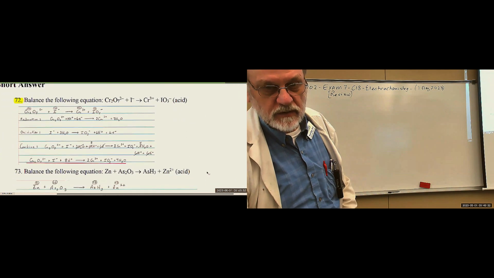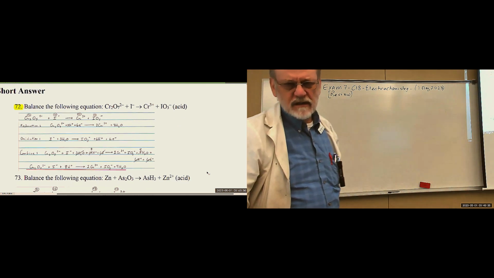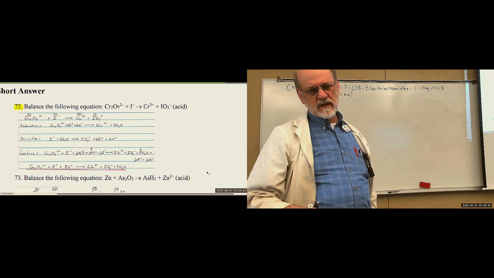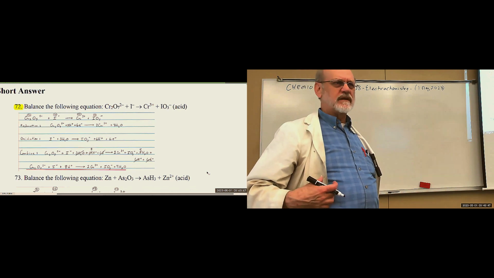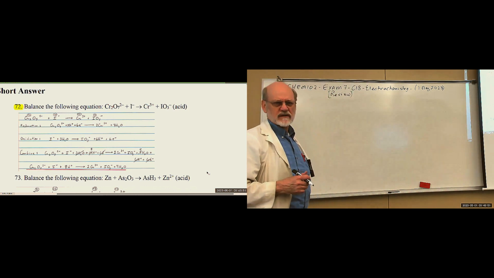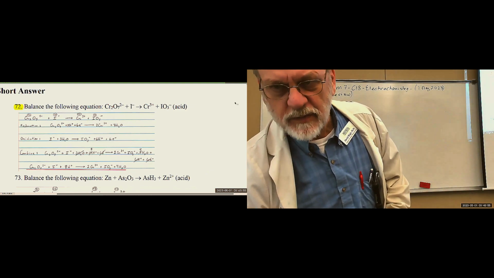Ah, 72. Did we do this one before? Dichromate iodine. I'm sure we did. Did we do that one previously? It was up toward the top.